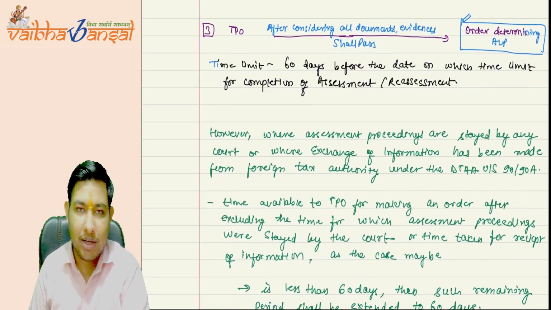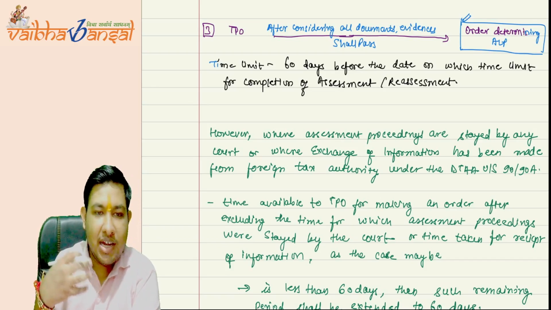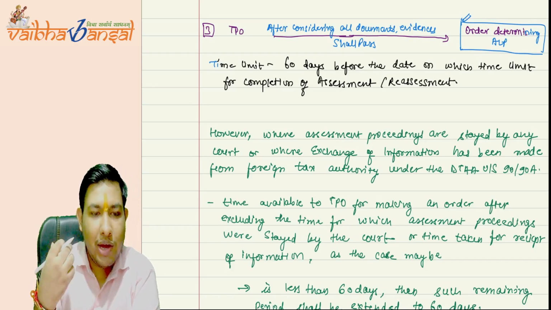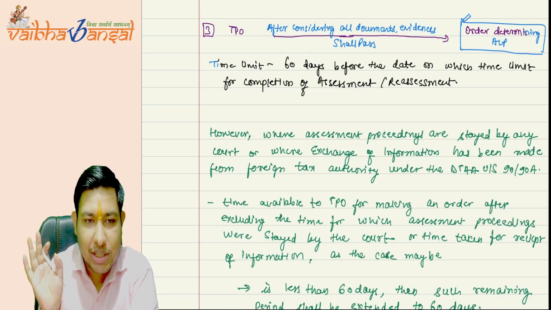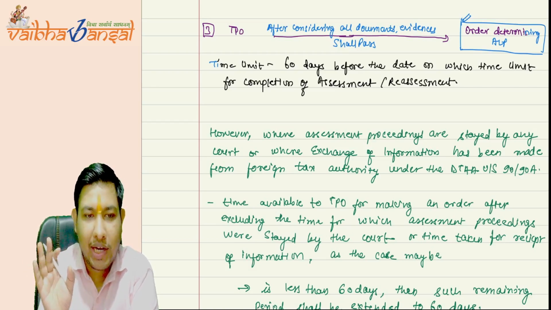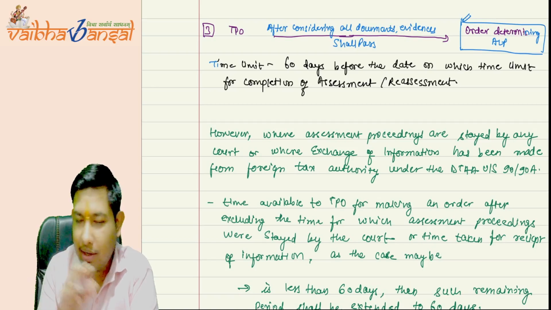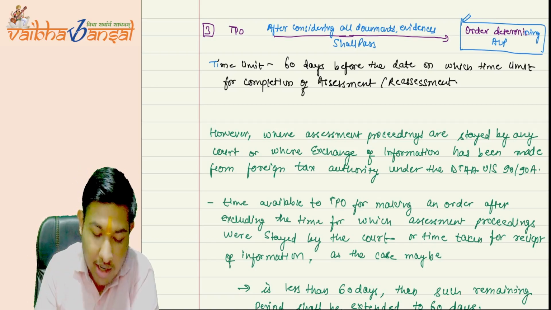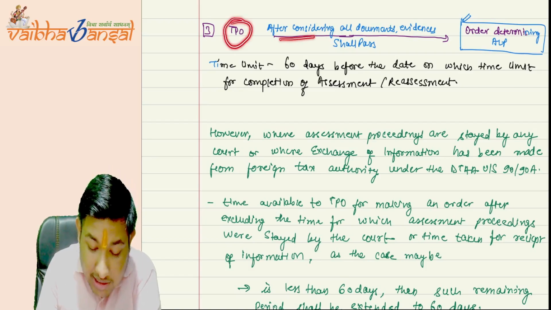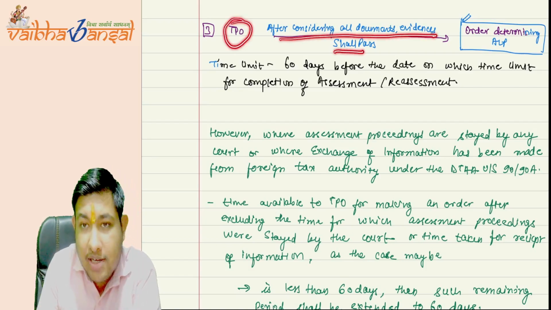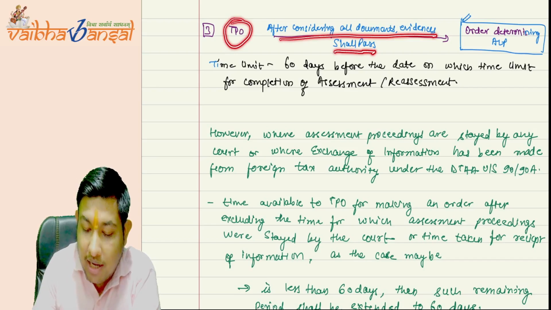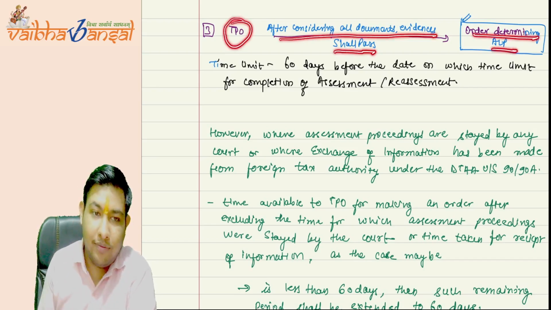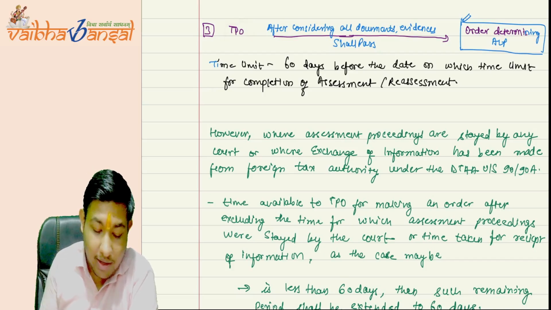Coming on to the next part, we get all the information. The AO having determined the ALP of all the international transactions that came to his notice, after considering all the documents and evidence, shall pass an order determining the ALP. What is the time limit?